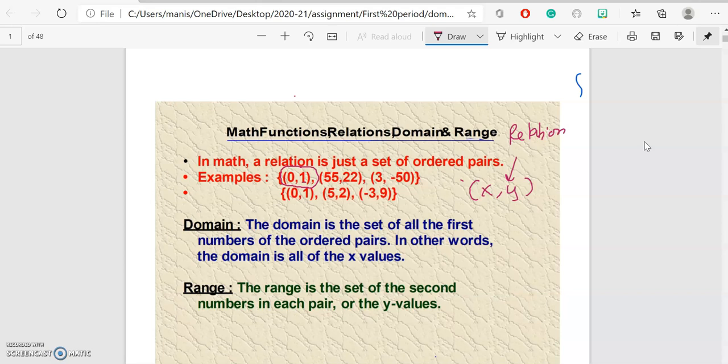Domain. The domain is the set of all the first numbers of the ordered pair. So what is an ordered pair? If I have two numbers written like this, 7, 9, this is known as an ordered pair. The first number, which is 7, this is called what? This is called domain, or this is also known as X value. The range is the set of the second number in each pair or the Y values. This is called range or the Y values.